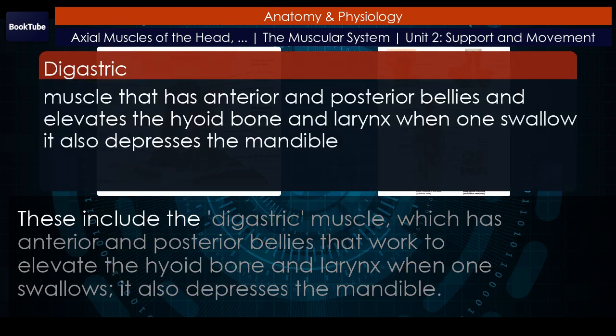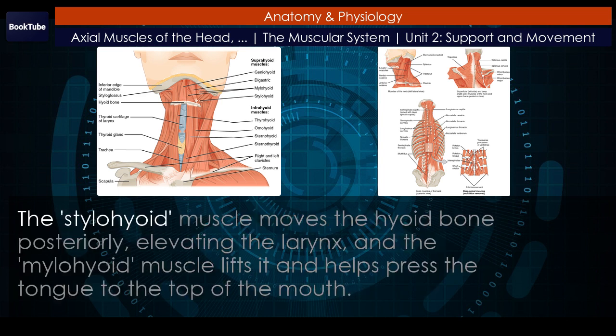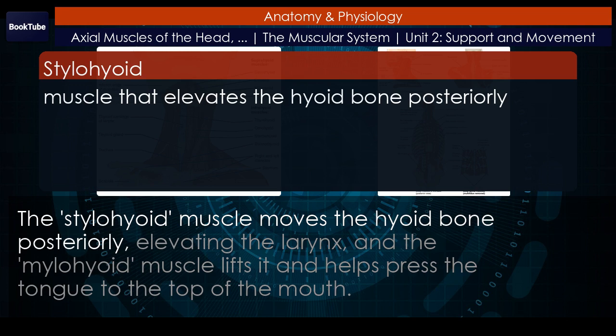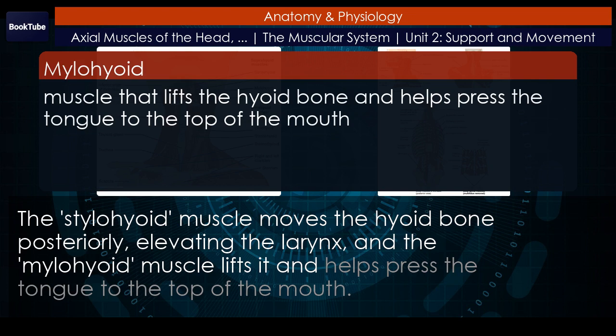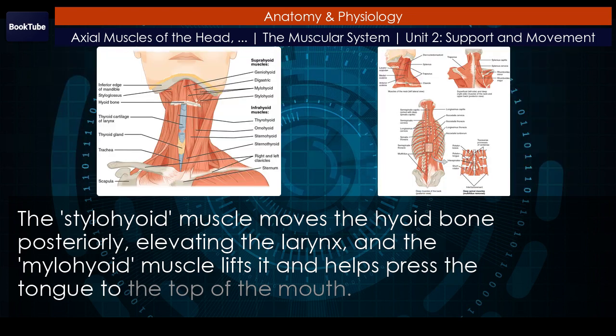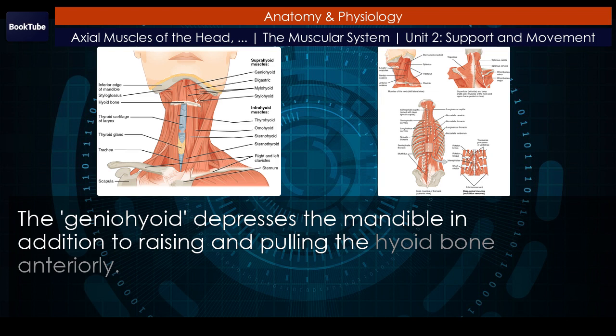These include the digastric muscle, which has anterior and posterior bellies that work to elevate the hyoid bone and larynx when one swallows. It also depresses the mandible. The stylohyoid muscle moves the hyoid bone posteriorly, elevating the larynx, and the mylohyoid muscle lifts it and helps press the tongue to the top of the mouth. The geniohyoid depresses the mandible in addition to raising and pulling the hyoid bone.